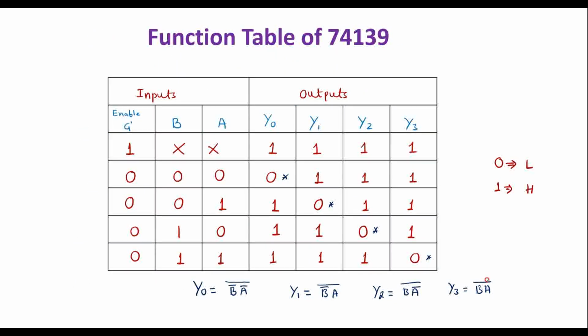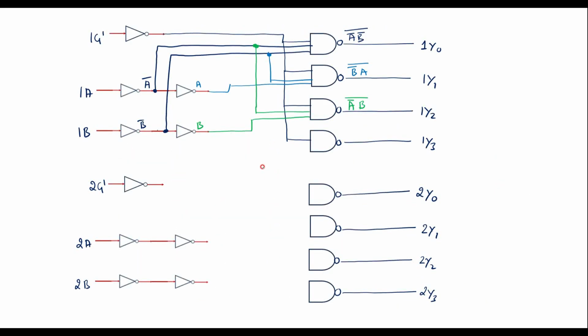Next input is AB bar, that is AB. Let me connect A and B. So this is B line, this is B line, and here we have A line, this is A line. The output of this is B A whole bar. So this is the circuit diagram with respect to the first 2 to 4 decoder.